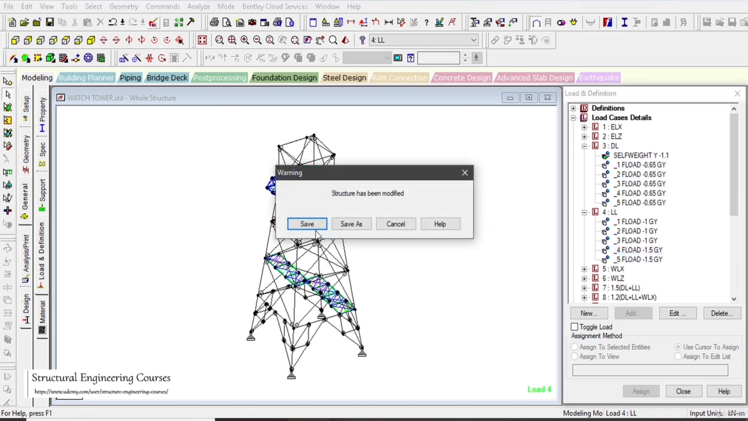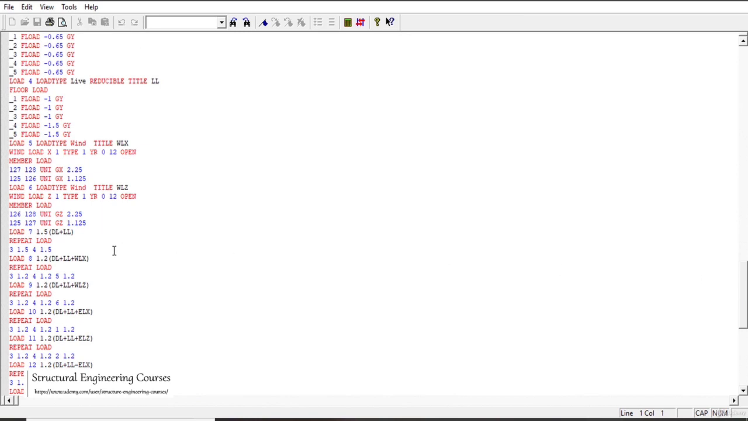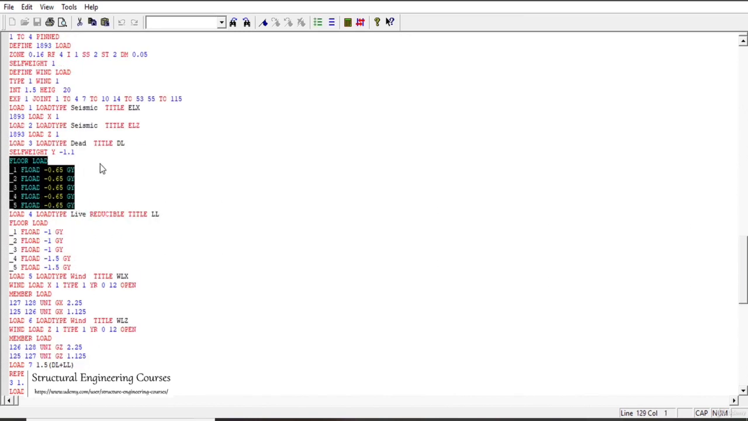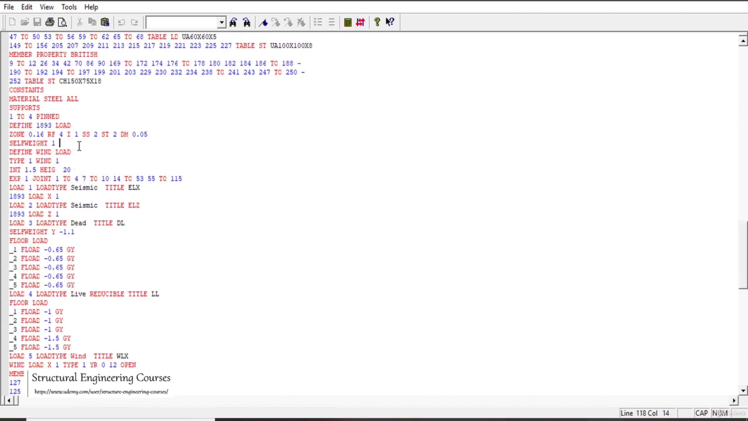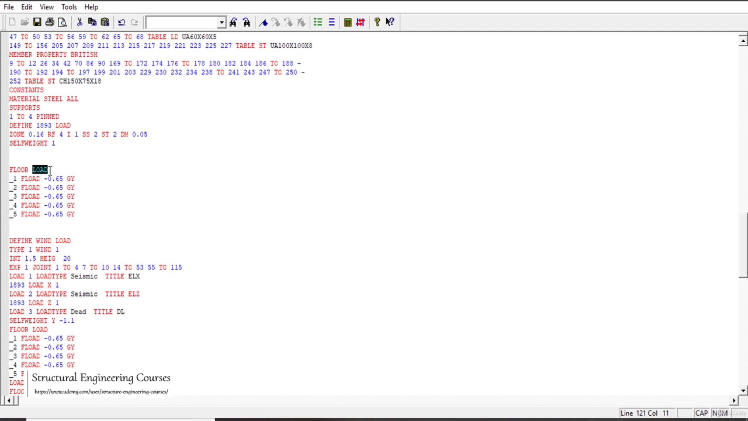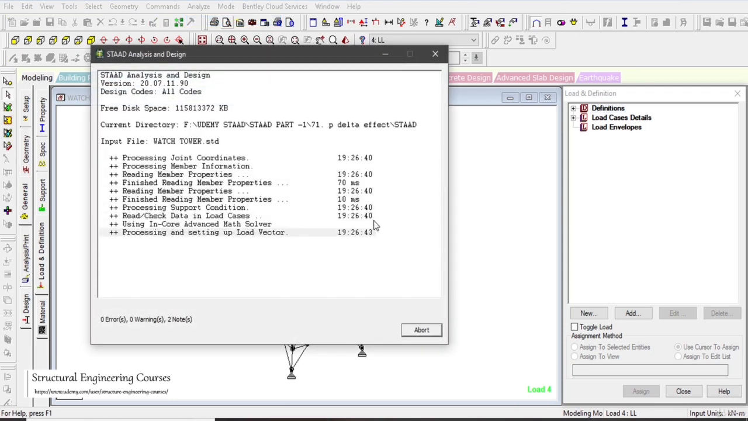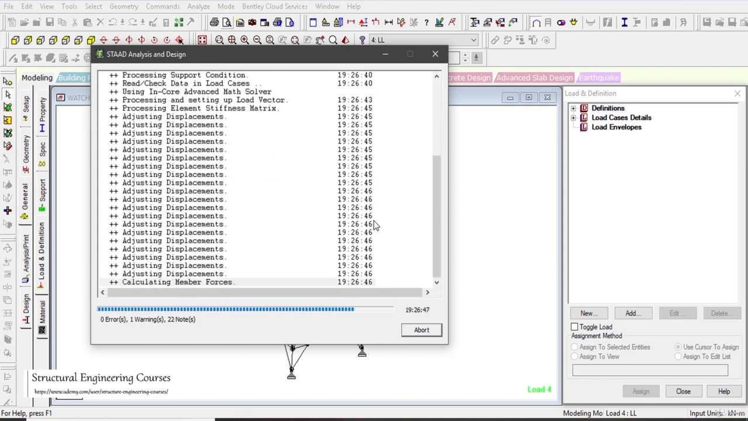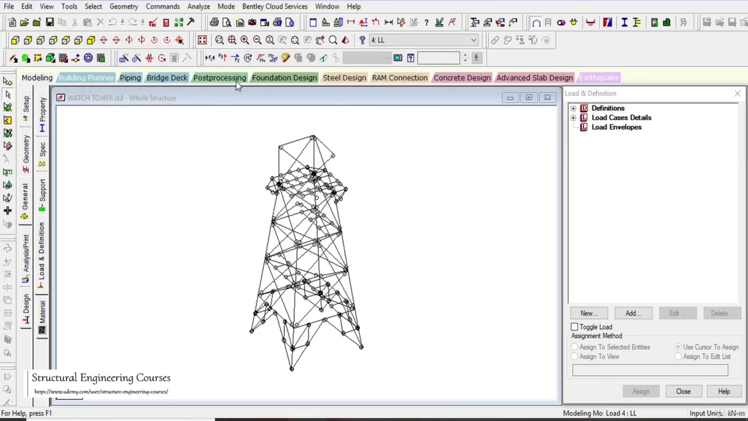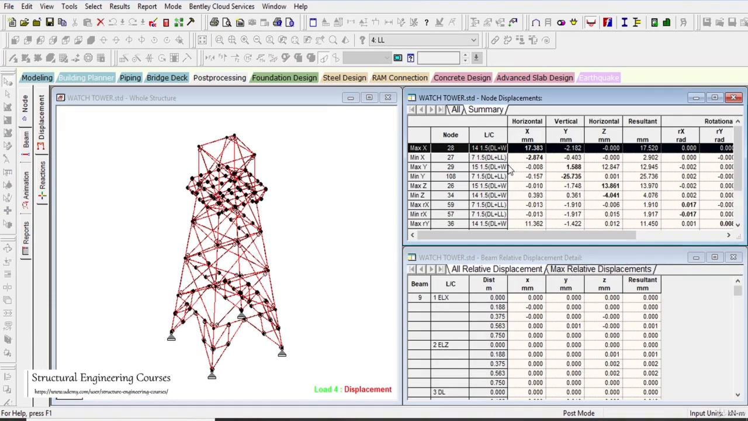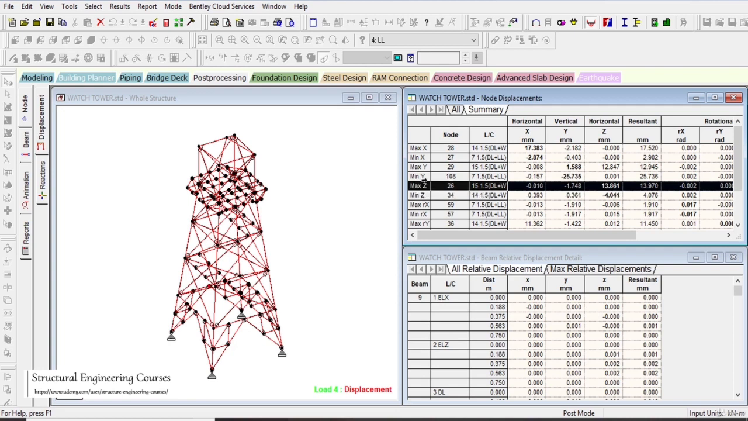And also we need to copy this dead load into the seismic loading options, so we need to select all of these options here, and then enter all the data here. So now we can again do the analysis. We can go to the post processing, and here we can see that now the displacements are somewhat practical.